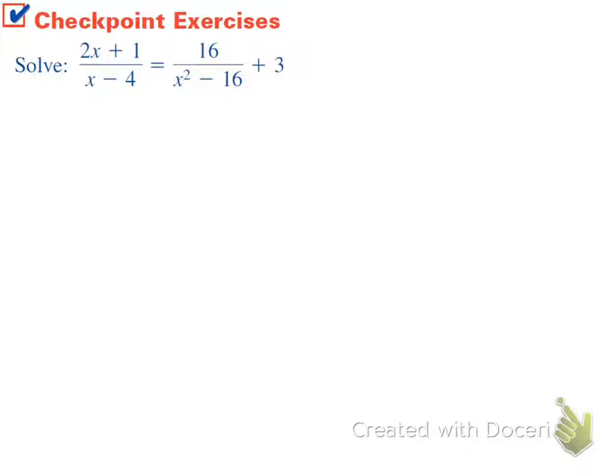Here we have a rational equation. The first step, find the LCD. Sometimes to find that LCD, we need to factor the original denominator. So you want to look at both of your denominators.